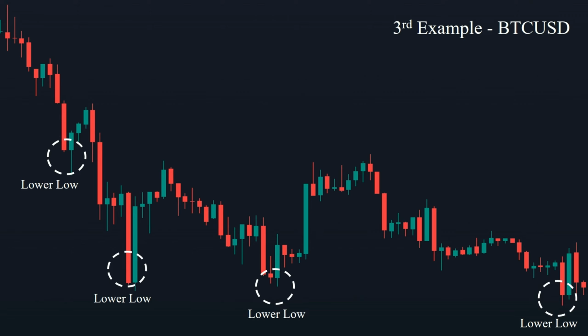And if we look at the chart overall, we can see that the price level is decreasing continuously, and the next level of price is lower than the previous ones.